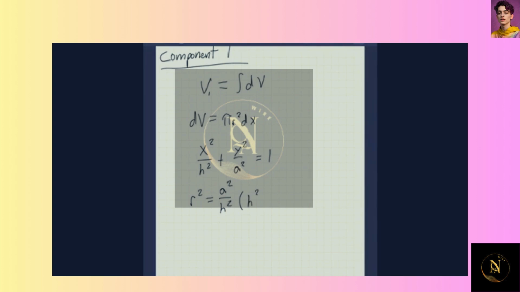So in this way we have that the radius squared is going to be equal to a squared over h squared times h squared minus x squared, since y is equal to the radius, because the radius is along the y-axis. Now we can plug this into dV, and we'll be left without that radius value, which we don't know.